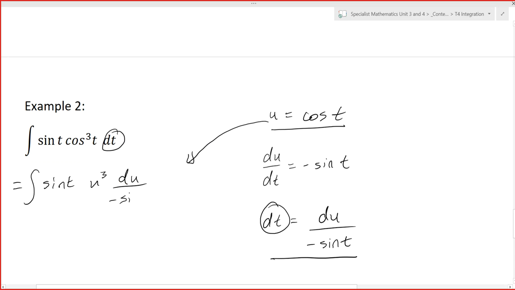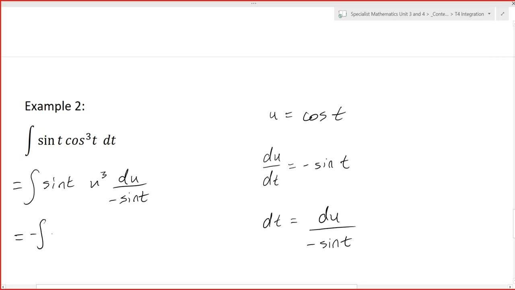So make sure you're copying this down in your books, guys. Alright, so now you can see the derivative is going to cancel out. So we're left with negative u cubed du. And we've done this quite a few times now, this integral. So we add to the power, divide by the new power to integrate.